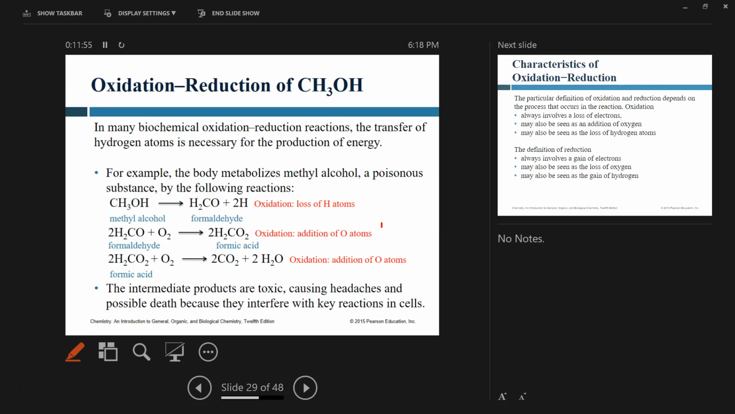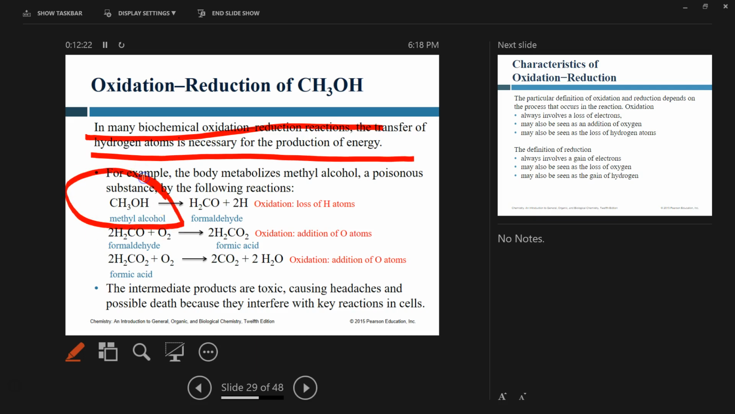So, in some cases, in many cases, in bioorganic chemistry, in biological chemistry, in many biochemical reactions, not only electrons are transferred, but hydrogens are transferred as well. For instance, when a molecule of methanol or methyl alcohol is oxidized, it loses 2 electrons and 2 hydrogen atoms.